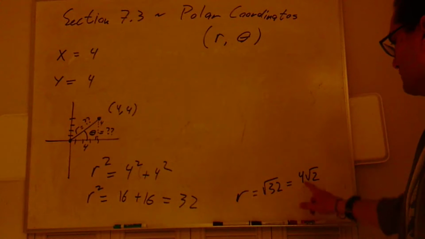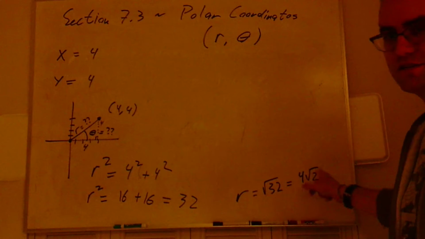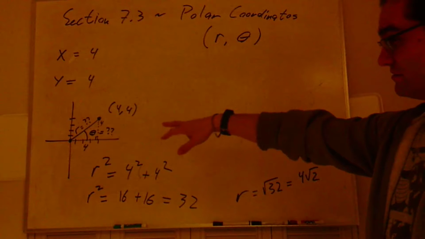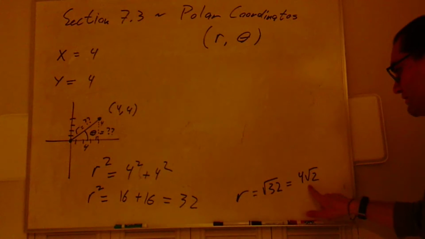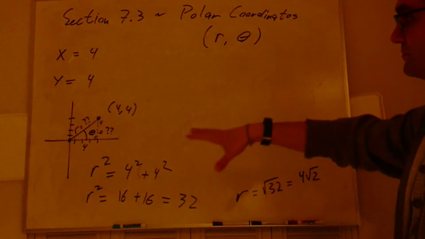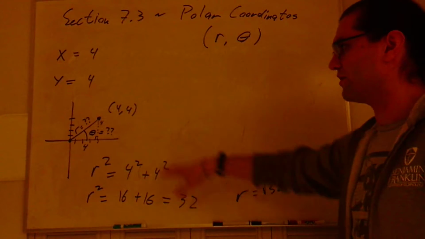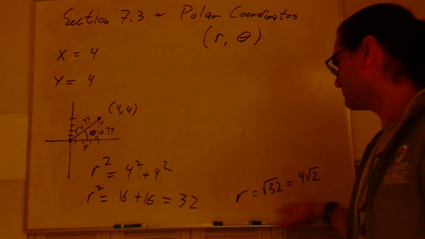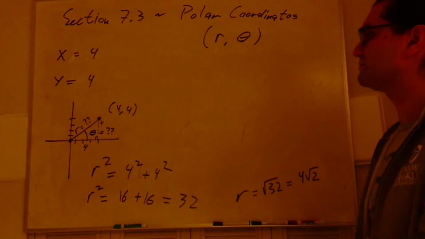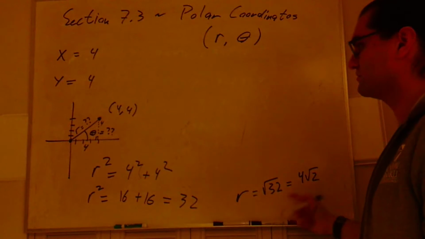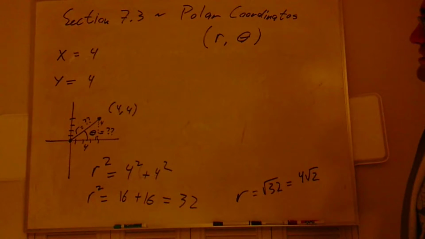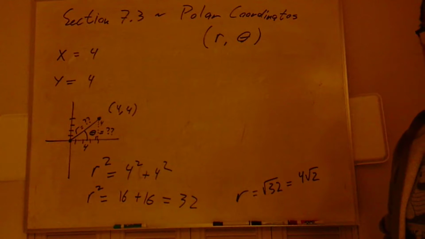You may have also intuited this by the fact that this is an isosceles right triangle. But this will be 4 root 2 from the Pythagorean theorem. Not all of them will be nice right triangles, so it's good to know the full process. So that's r. I have a distance. It's a good start. Next, I need to know theta.